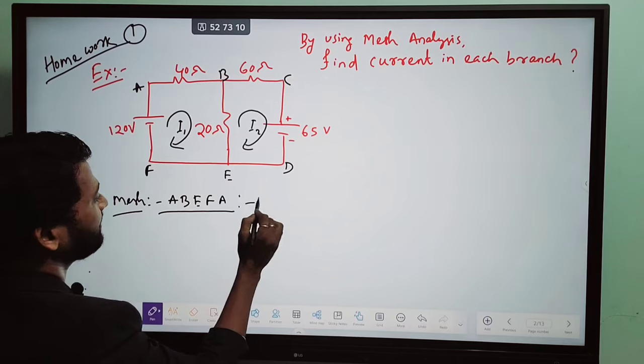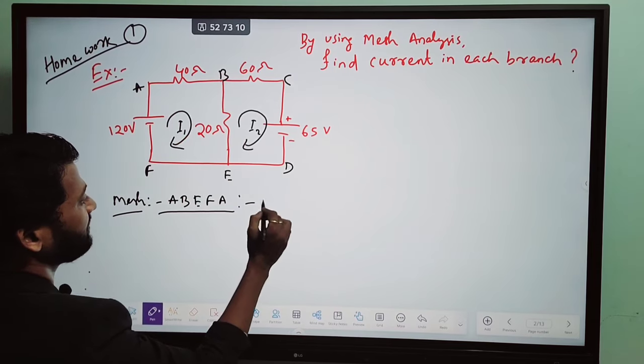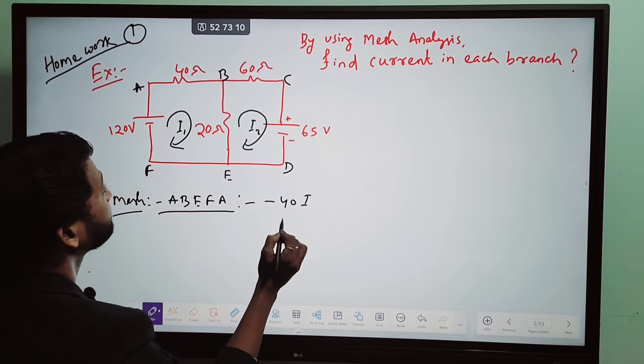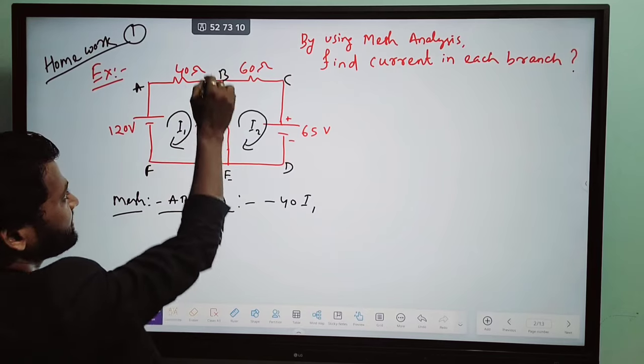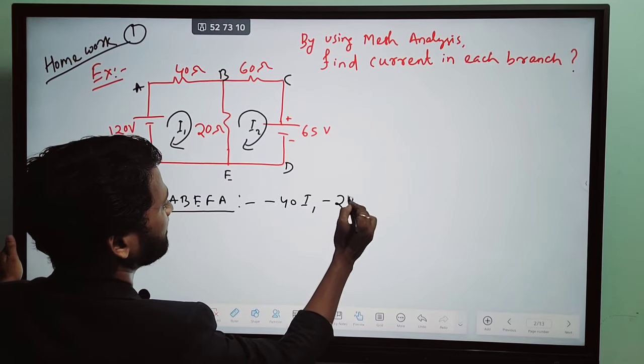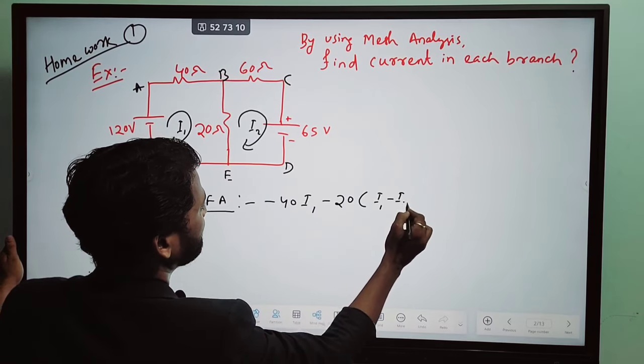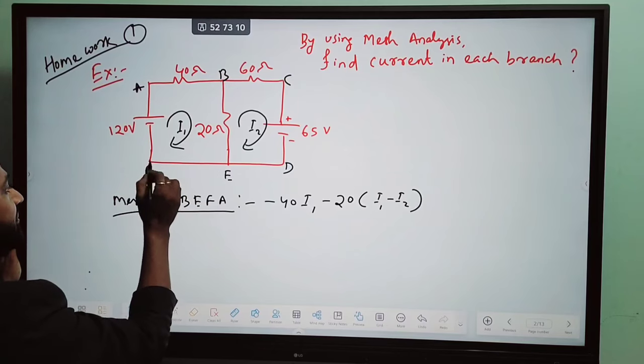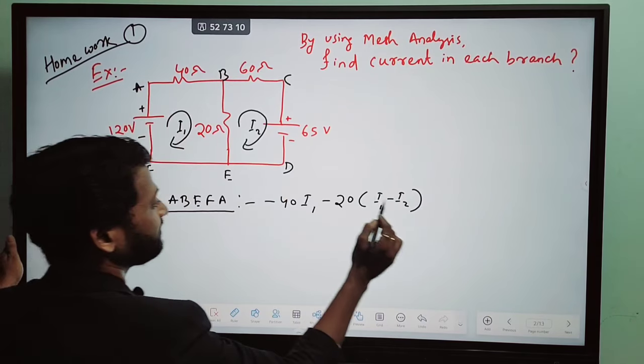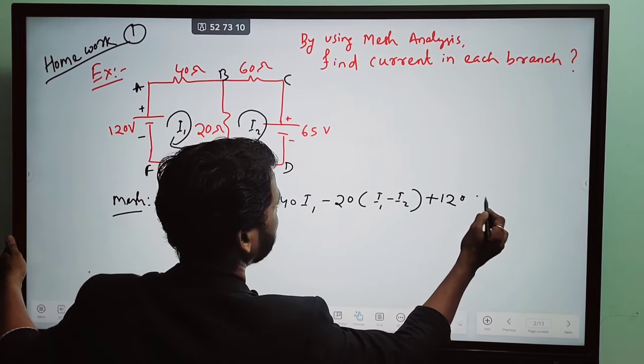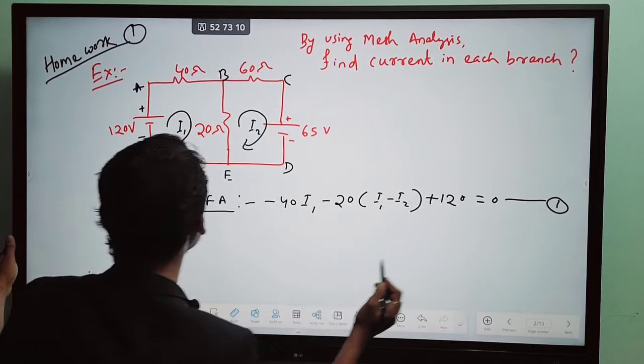Apply KVL. If you apply KVL, what will you get? Minus 40 I1. Next is the common branch, minus 20 (I1 minus I2). Then leave it, F to A is a rising potential, plus 120 will be 0. This is equation number 1.